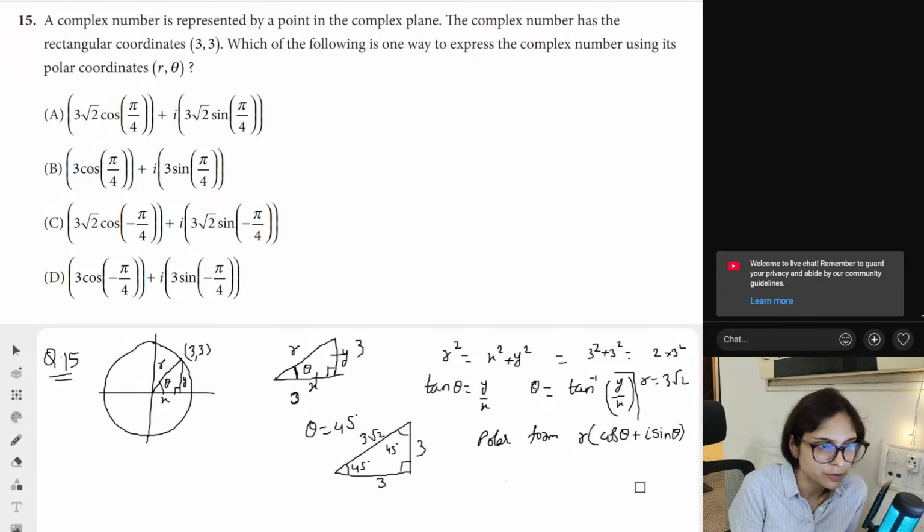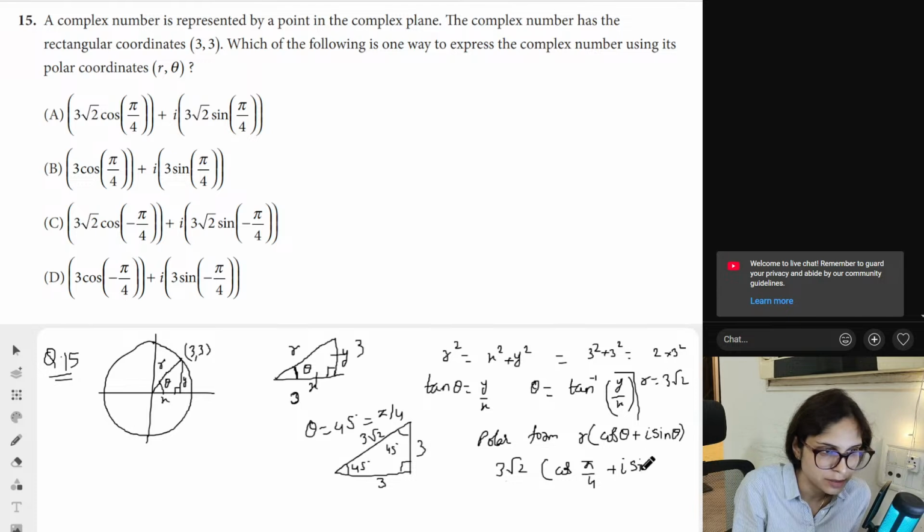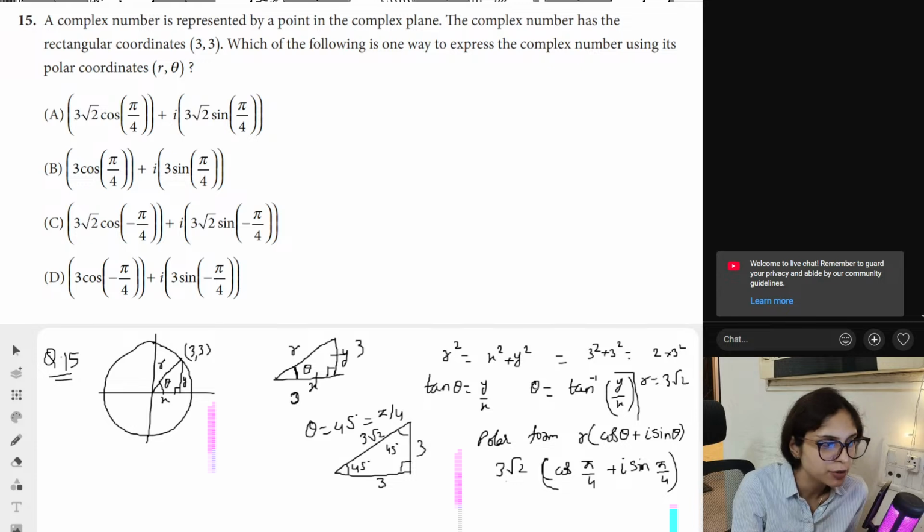45 degrees, so you have to write it in radians. So theta is pi over 4. So it will be 3 square root 2 cosine pi over 4, because 3, 3 is in the first quadrant, plus i sine pi over 4. So 3 square root 2 cosine pi over 4 plus iota 3 square root 2 sine pi over 4. Option A is your answer.